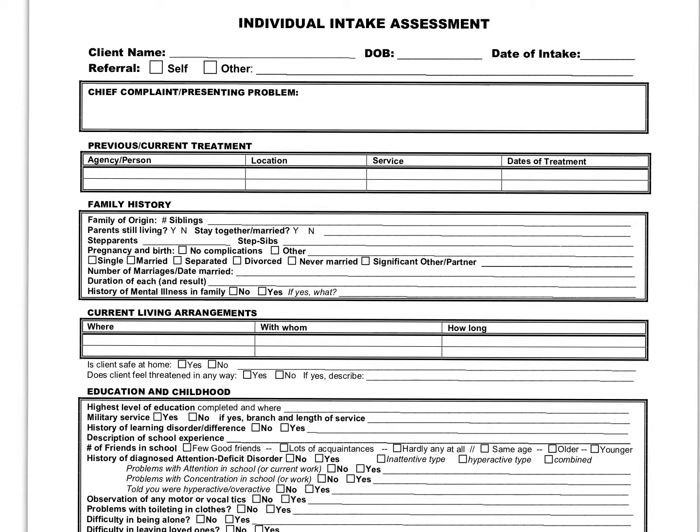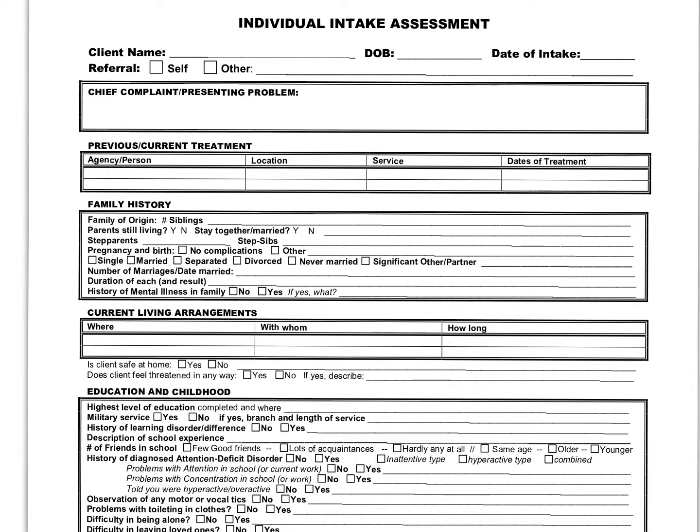I'm mentioning this because these are things that you, perhaps through the course of your assignment, will want to go ahead and ask. So, what brings you in today could be getting the same type of information for that chief complaint or presenting problem. Have you ever received counseling before? Are you in counseling right now? Can be a way to get at the information for previous and current treatment.